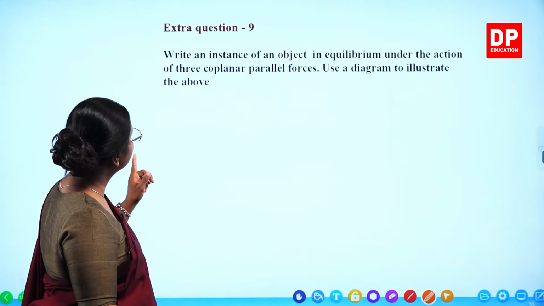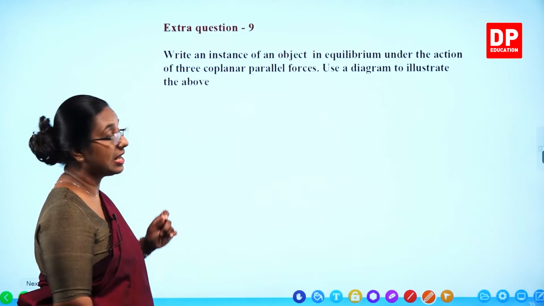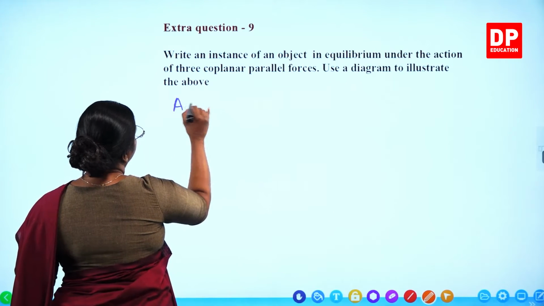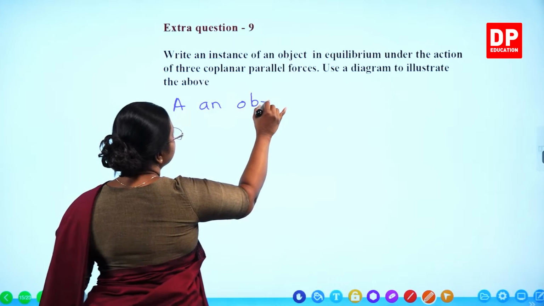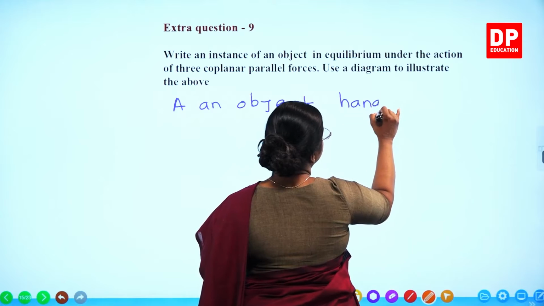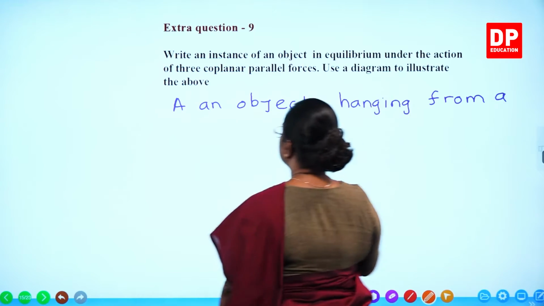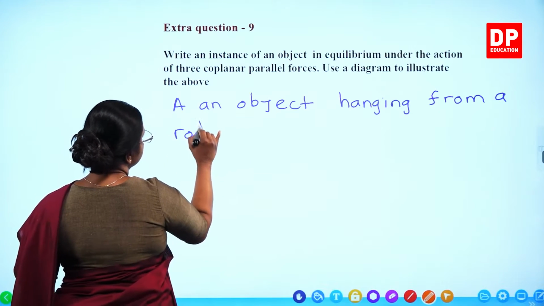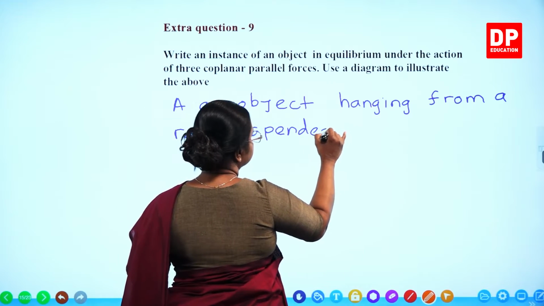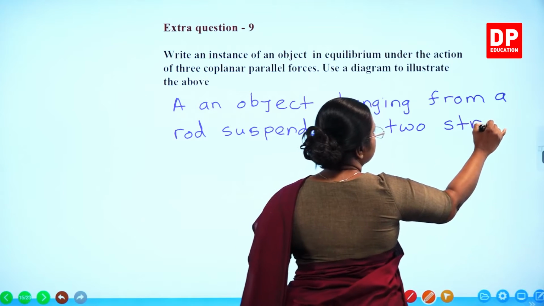So, they want you to write an instance and also they want you to use a diagram to illustrate the above. So, here I will say an object hanging from a rod suspended by two strings.